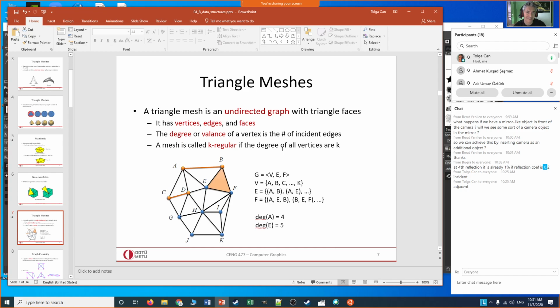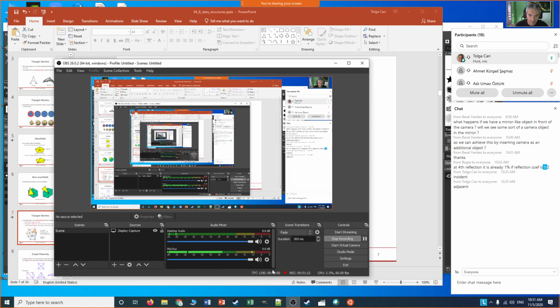So this doubly connected edge list is something I teach in computational geometry, but I think it's also relevant to this idea of data structures we have here. So I will briefly mention this as well. All right, so let's have a 10-minute break now, and after the break we will continue with the data structures. Okay, I will stop recording.